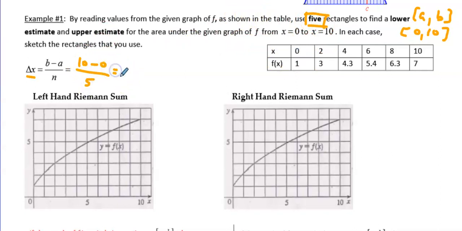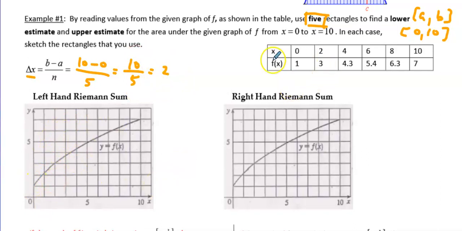Now, this is assuming that delta x is constant. There are a couple of examples that we're going to do later in this lesson where it's not going to be constant, but for right now, we're starting out very simple. So delta x is equal to 2, because 10 over 5 is 2. So what happens here is this.